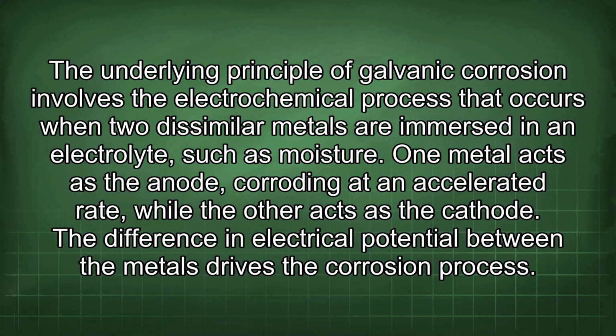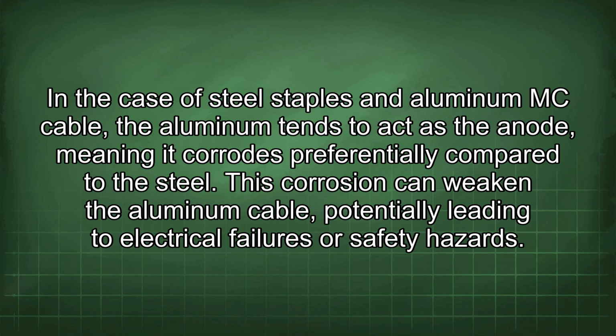The underlying principle of galvanic corrosion involves the electrochemical process that occurs when two dissimilar metals are immersed in an electrolyte, such as moisture. One metal acts as the anode, corroding at an accelerated rate, while the other acts as the cathode. The difference in electrical potential between the metals drives the corrosion process. In the case of steel staples and aluminum MC cable, the aluminum tends to act as the anode, meaning it corrodes preferentially compared to the steel. This corrosion can weaken the aluminum cable, potentially leading to electrical failures or safety hazards.